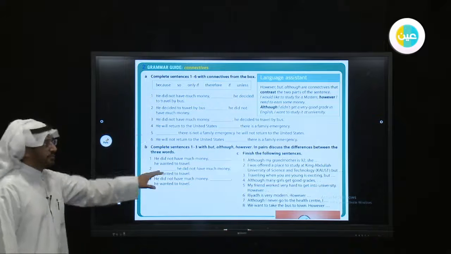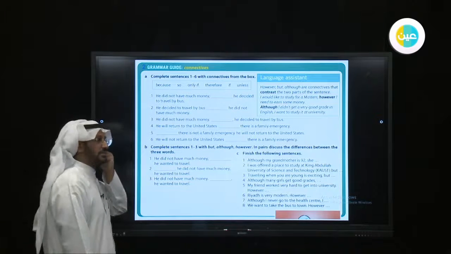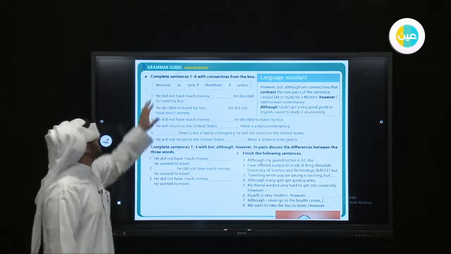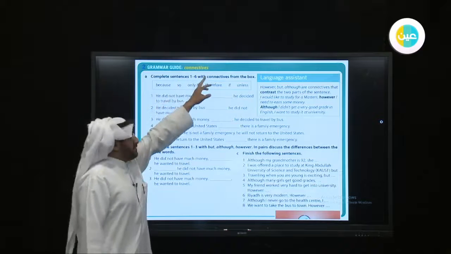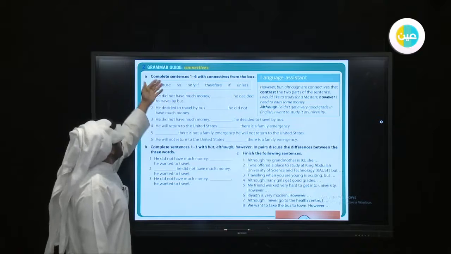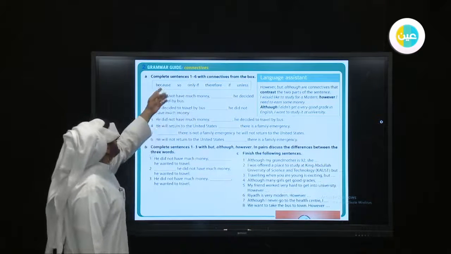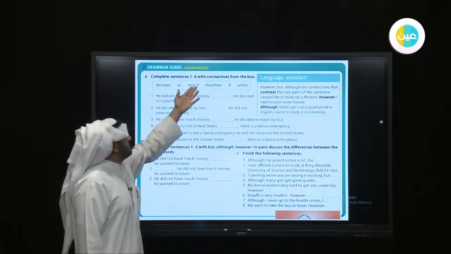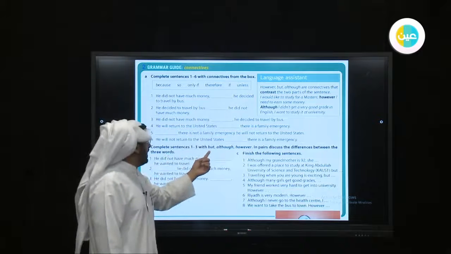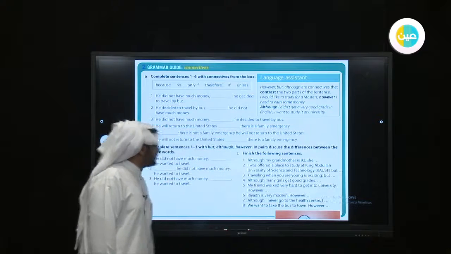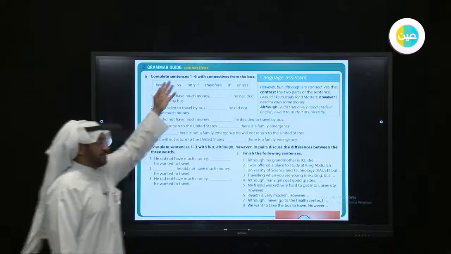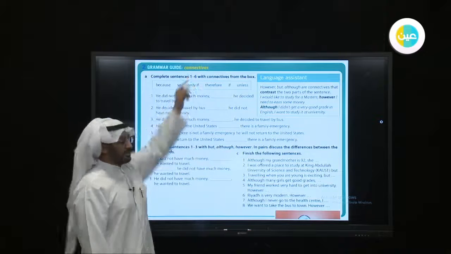These are examples about grammar. Look at the board. Look at the screen. Connectives. What are connectives? They are some words such as because, so, only if, therefore, if, unless, but, although, however. All those words are connectives.